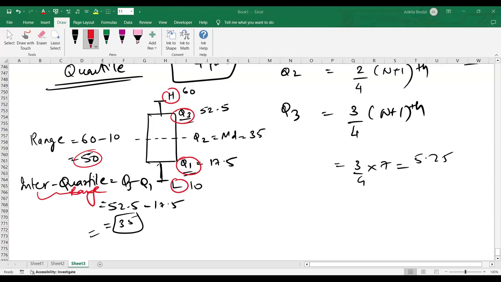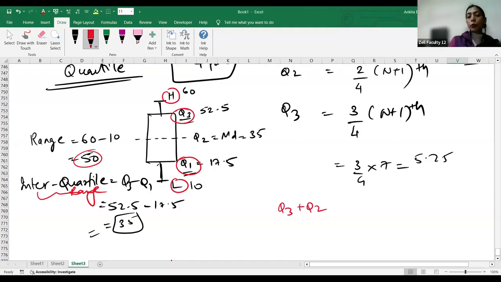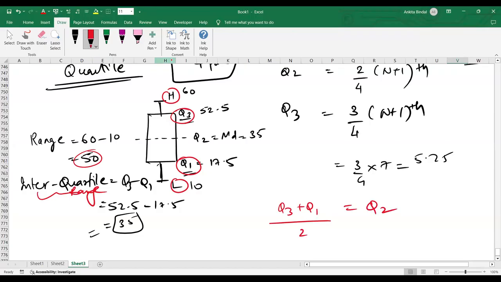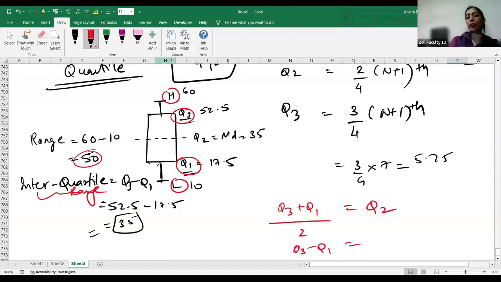So ma'am, we can calculate Q3 minus Q2, that will be in between the ranges, correct ma'am? Q3 minus Q2 does not have a significance basically. So you can say that Q3 plus Q1 divided by 2 is Q2, and Q3 minus Q1 is the interquartile range.